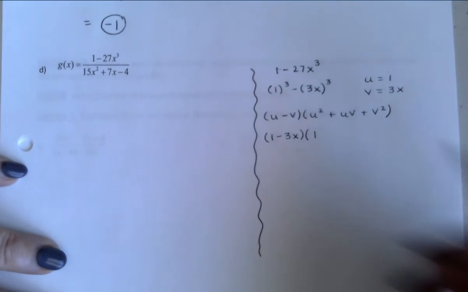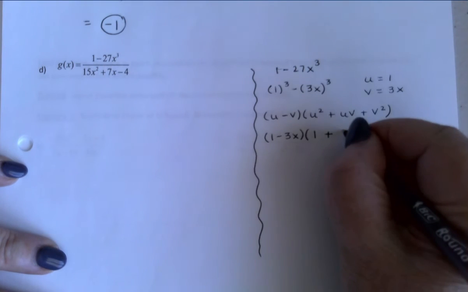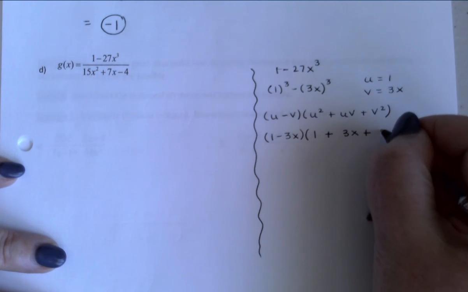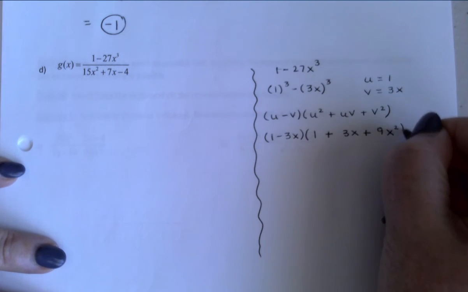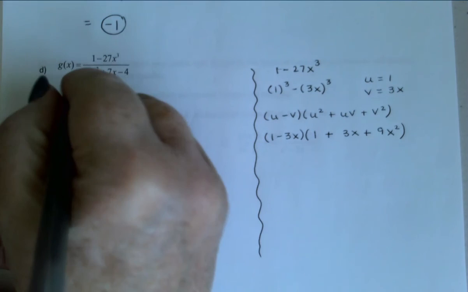U squared is 1. Plus u times v is still going to be 3x. And when I square that 3x, I'm going to get 9x squared. So I'm going to put all of that into my numerator.